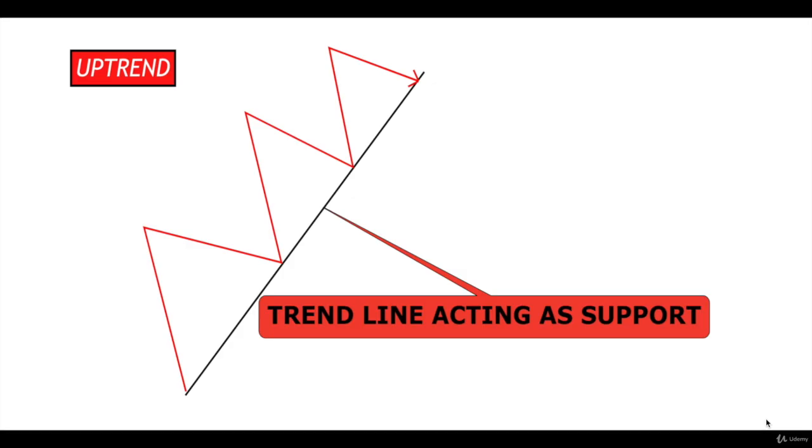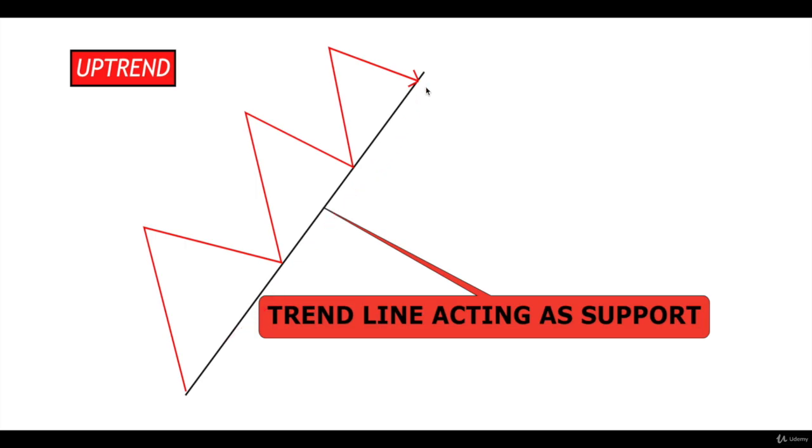See, the price is in an uptrend, as I've mentioned here. This is the price level and this black line is a trend line. The trend line is holding the price from dropping further. Each time it gets tapped, it pumps. So basically it is acting as a support. This straight line is called a trend line.